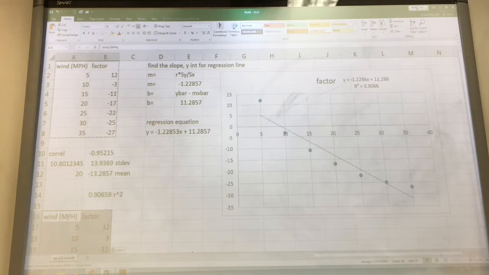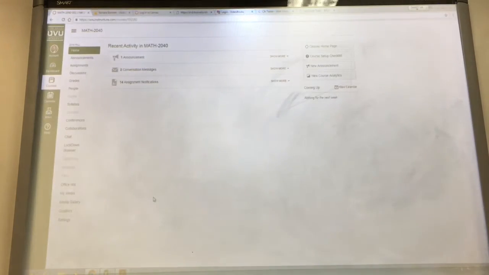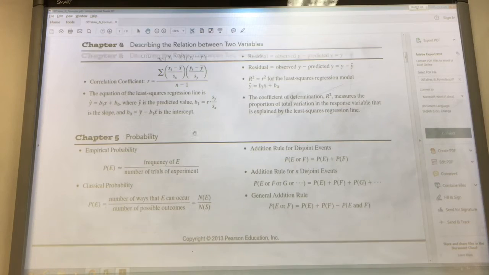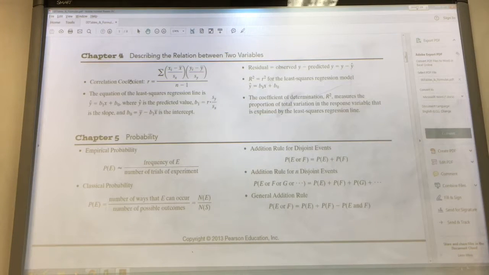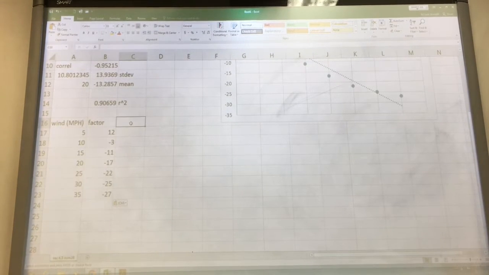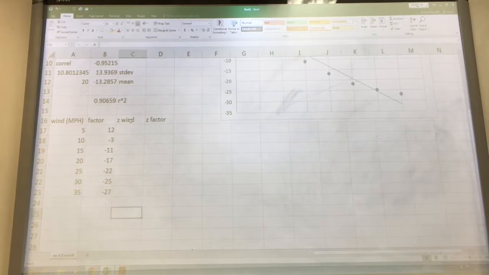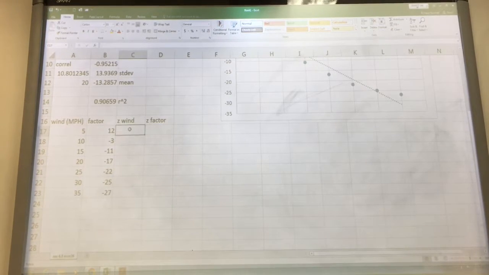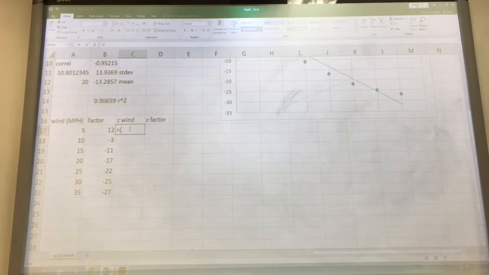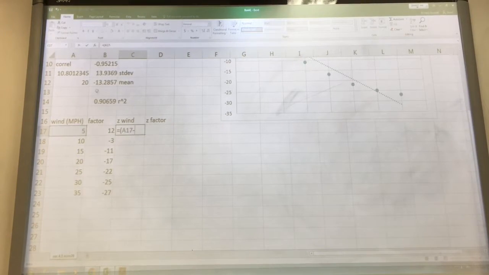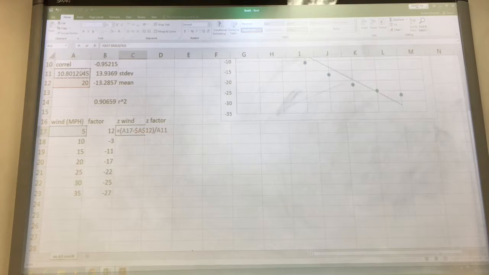Okay, correlation coefficient. Remember what the equation was? You've got to find your means. So basically, I'm going to need my z for my wind and my z for my factor. And to find my z-score, I'm going to need my mean and my standard deviation, which I already have. So my z-score for my wind is the data minus the mean, F4, divided by the standard deviation, F4, right?